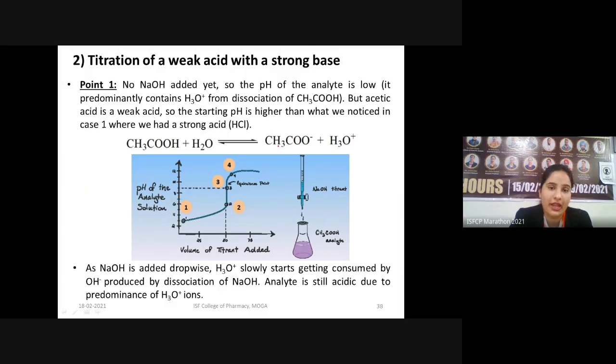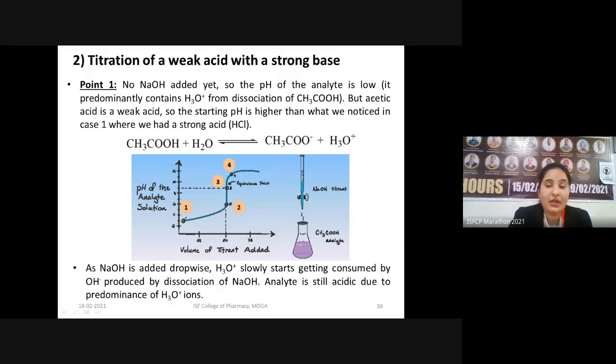The H positive ion which has been lost from the acetic acid combines with water to form hydronium ion. So at point number 1, we will be having only acetate ion and hydronium ion. So at point 1, when no sodium hydroxide is added, the pH of the solution is low because of the presence of only hydronium ions.